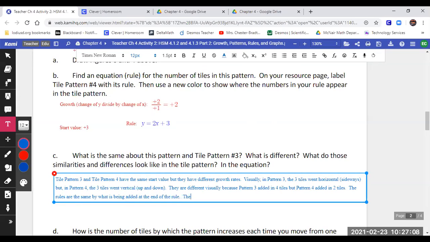Okay. The rules are different. So what part of the 2 rules was different? What part of the 2 rules are different? We're talking about just the rules, not the words growth, not the word start, just the rule. What's different about the y equals 4x plus 3 and the y equals 2x plus 3?